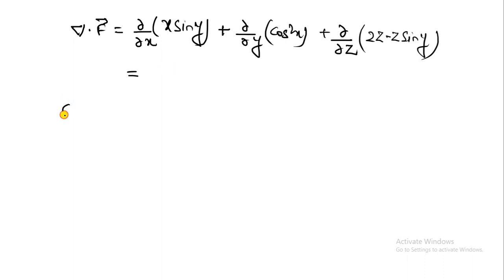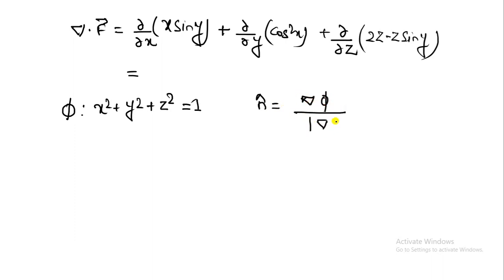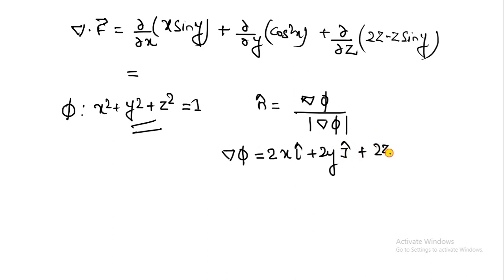Now what is the region that is given? The region is given as x square plus y square plus z square equals 1. What is the value of unit vector n? Unit vector n will be grad phi by mod of grad phi. So what will be grad phi? As phi is this, I am just applying the grad function: grad phi will be equal to 2x unit vector i plus 2y unit vector j plus 2z unit vector k.